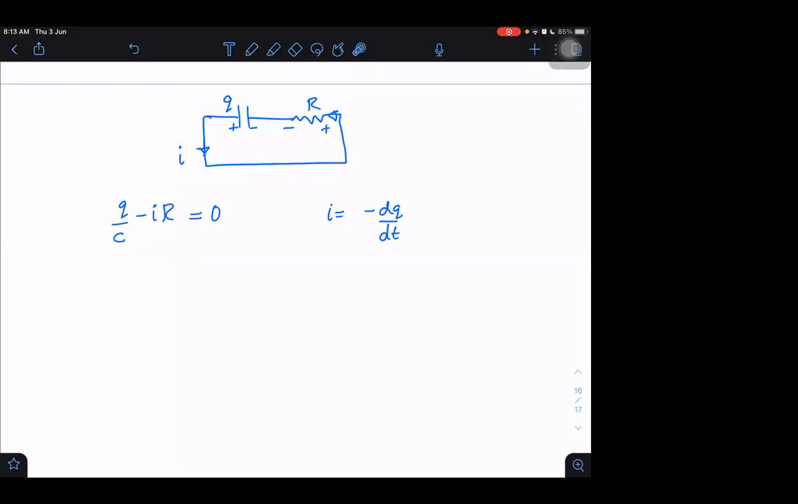If somebody has taken the arrow of current like this, then he could write it as plus dq by dt also. But then if he is writing in this way, then it will not be minus IR, it will become plus IR here. Anyway, now Q by C plus dq by dt into R is equal to 0.